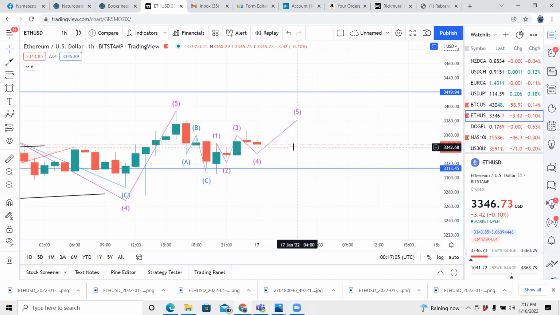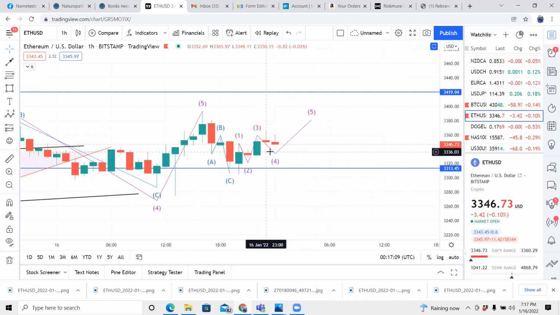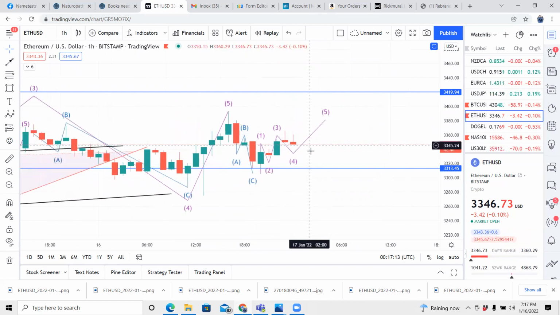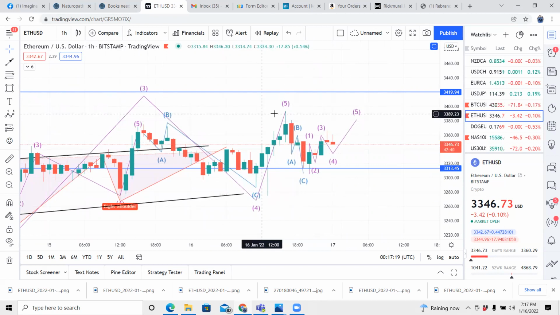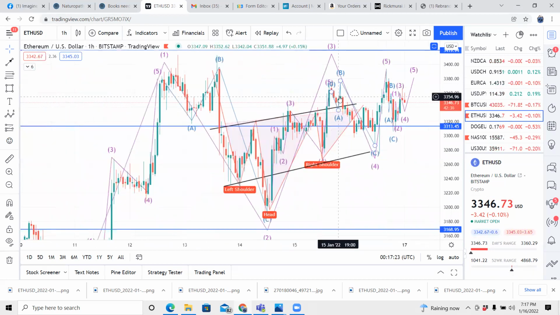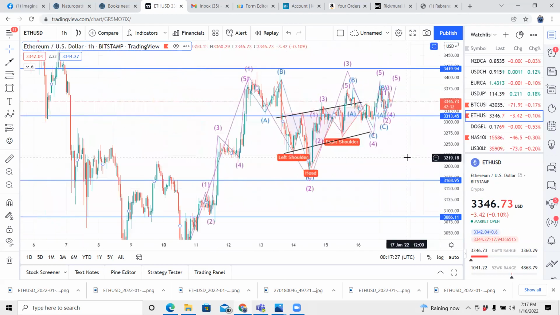I'm sorry, the ABC correction of the initial 3 to 4, okay? And then we have our 5, which is over here. So we find this structure all over the place. This structure is amazing. The Elliott Wave. Elliott was a very brilliant man. Let's take a whole look at all over this structure right now.